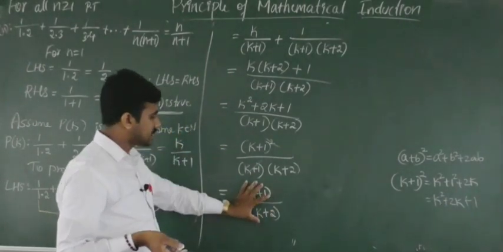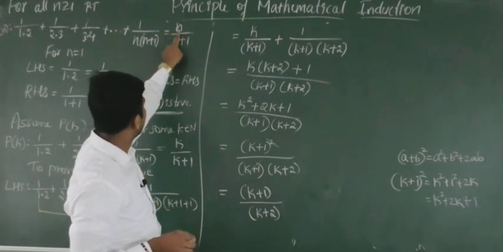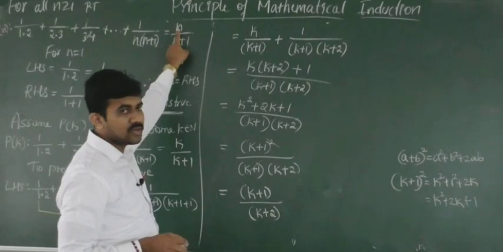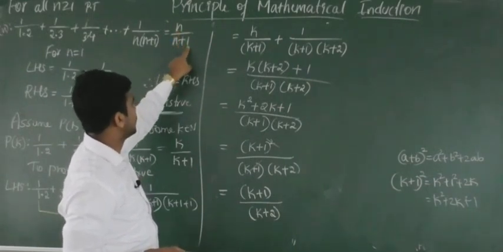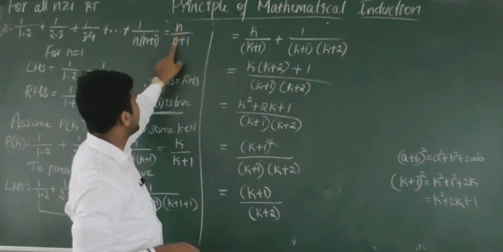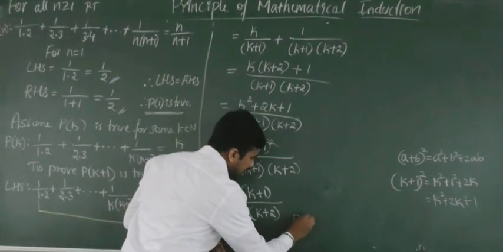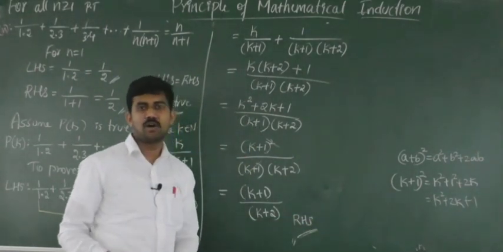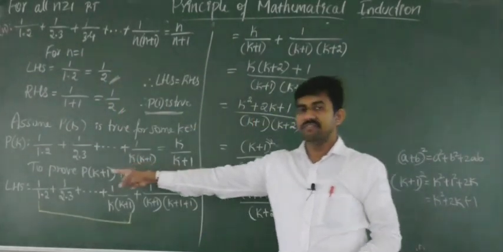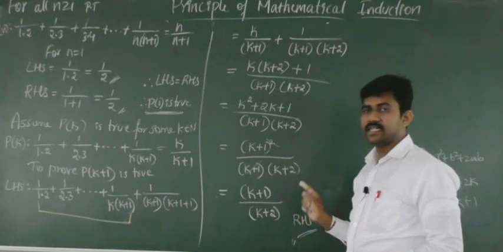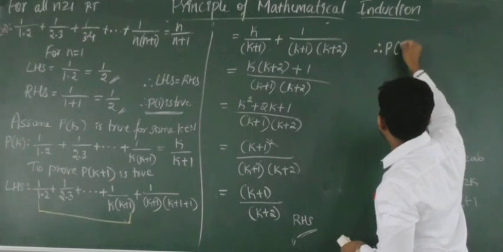Now check whether it is the RHS of P of k plus 1. What is the RHS of the statement when n is equal to k plus 1? That is k plus 1 divided by k plus 1 plus 1, which is nothing but k plus 1 divided by k plus 2. So the same we got here, and we can say this is our RHS of P of k plus 1. Hence we can observe that we considered the left hand side and got the right hand side, and hence we can say P of k plus 1 is true.